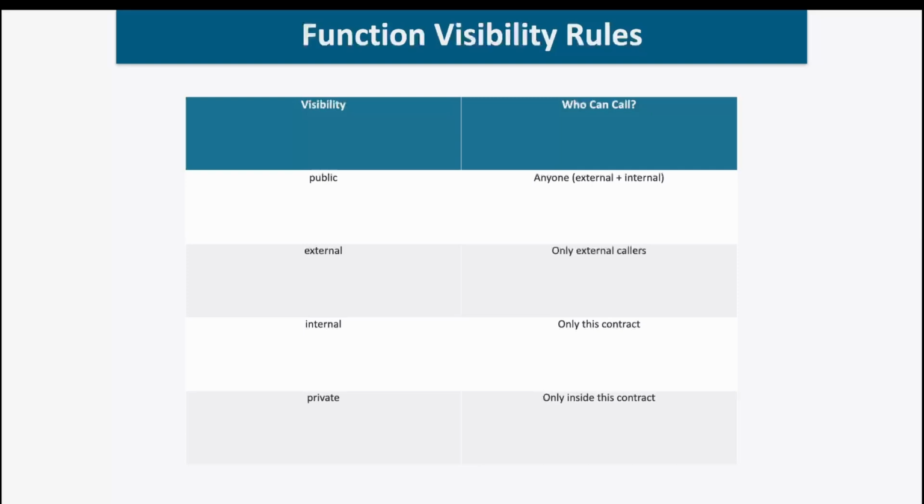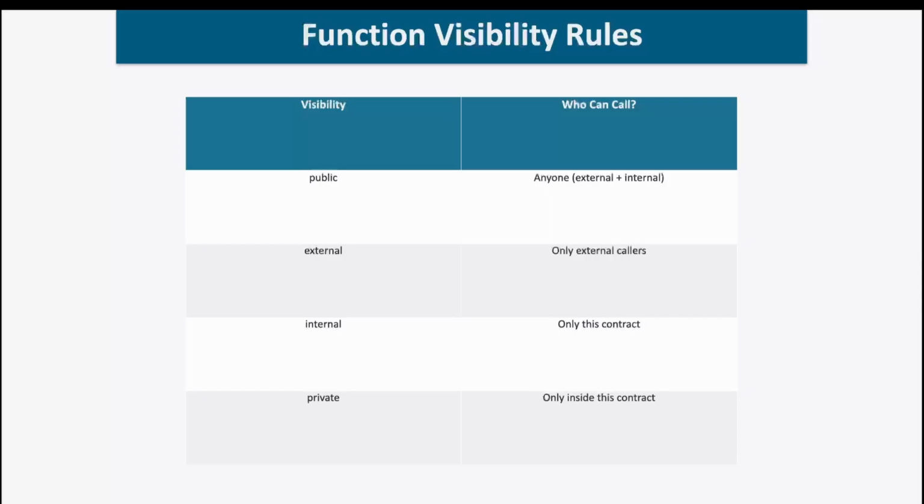Third, internal. An internal function can only be called from inside this contract, and inside derived contracts, if this contract is inherited. Internal functions are private to the contract family. Fourth, private. A private function can only be called from inside this exact contract. Not even derived contracts can call it. Private is the most restrictive.